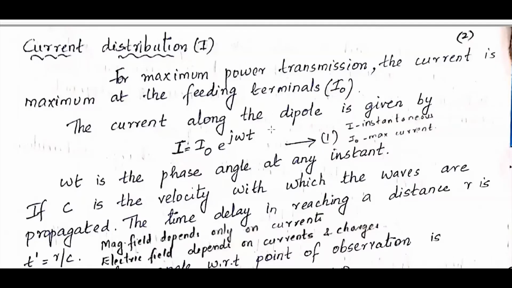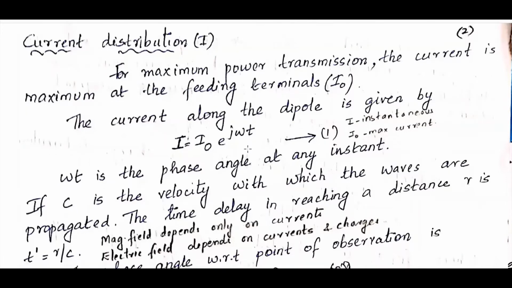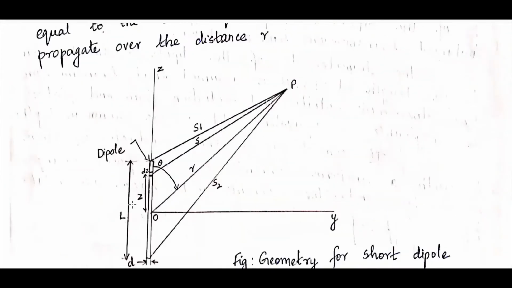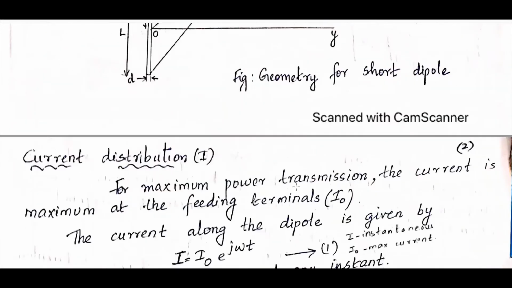If you write the general equation as I equals I naught into e raised to j omega t, then I is the instantaneous current and I naught is the maximum current. Considering the delay, let us consider the time delay for the wave to propagate. This is the distance divided by the velocity, so that will be equal to R by C.